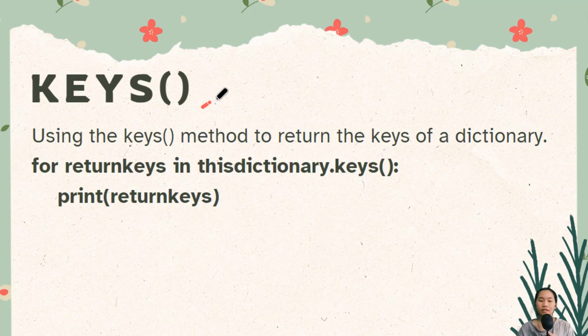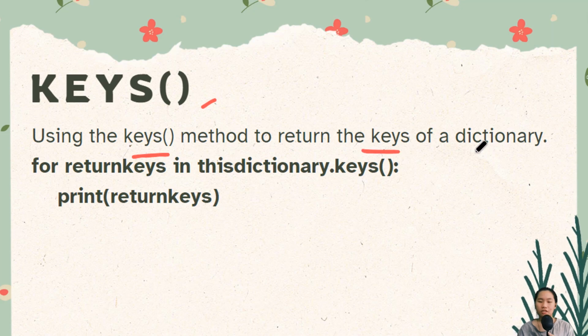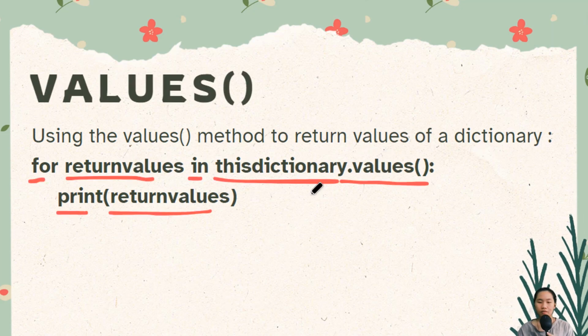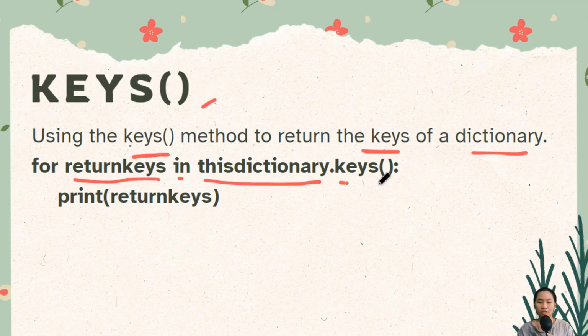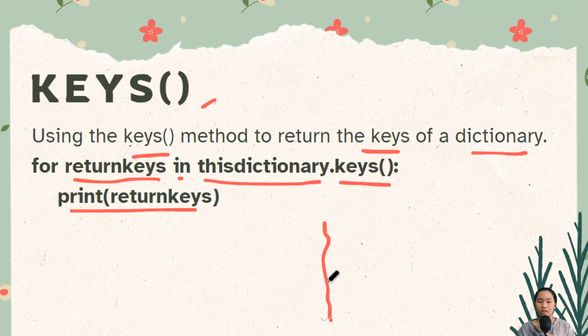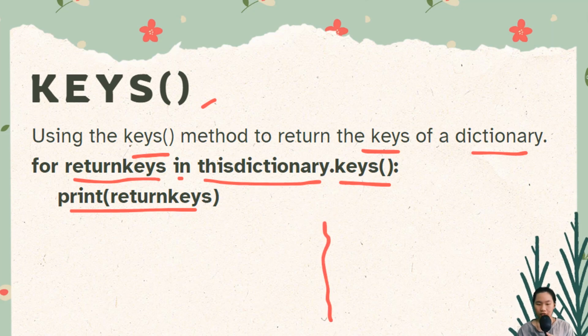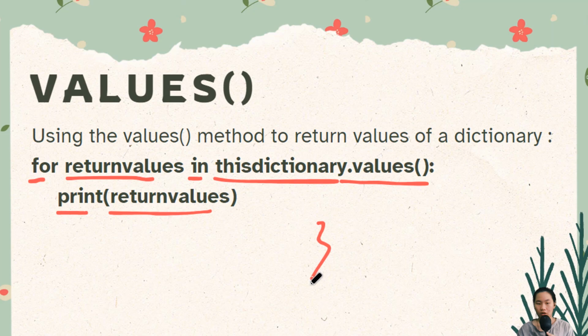Next up is keys. Using the keys method to return the keys of a dictionary, you have the same syntax that you've seen with the values method, all right? So for return keys in this dictionary dot keys, open parenthesis, all empty, print return keys, and this would give you all of the keys that are in this dictionary as opposed to this one that will give you all of the values in the dictionary.